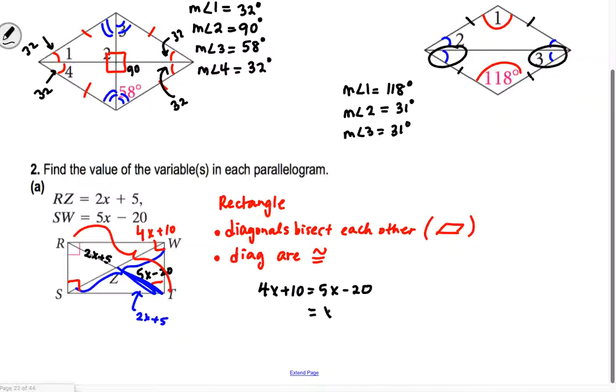So I subtract my 4x over and get x. I add my 20 over, I get 30. So x is equal to 30.